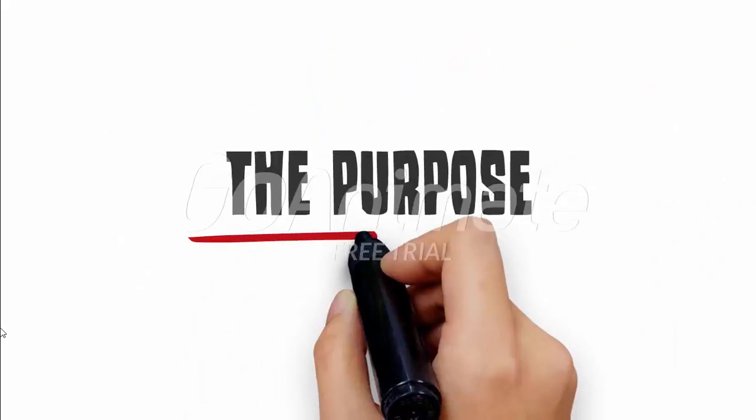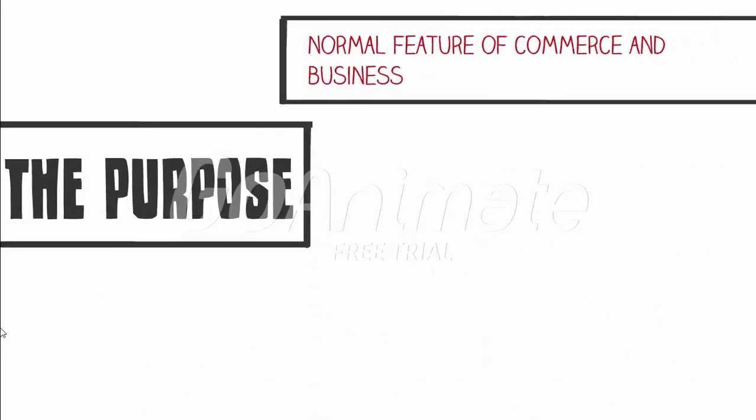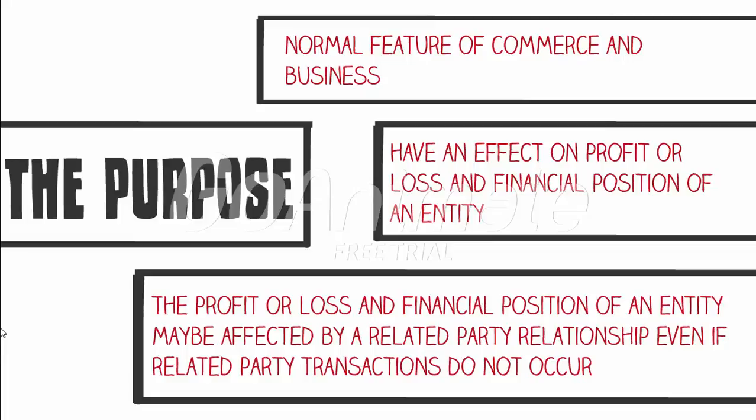The purpose of related party disclosure. The first purpose is that related parties are a normal feature of commerce and business. Secondly, they have an effect on profit or loss and financial position of an entity. Lastly, the profit or loss and financial position of an entity may be affected by a related party relationship even if related party transactions do not occur.